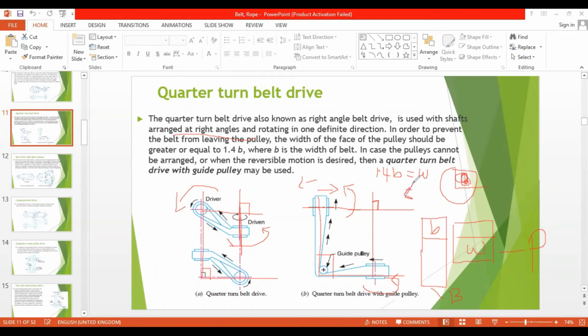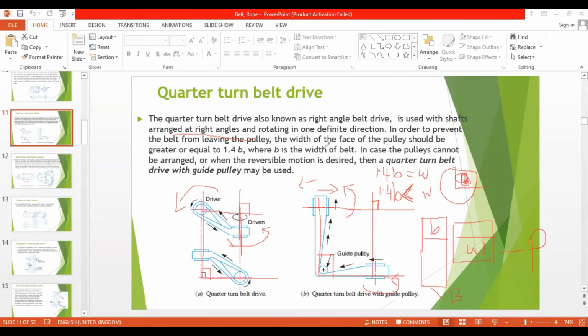Should be greater than 1.4 times B, right? This condition is defined because there is a possibility that the belt may move this way or this way and jump out of the pulley.